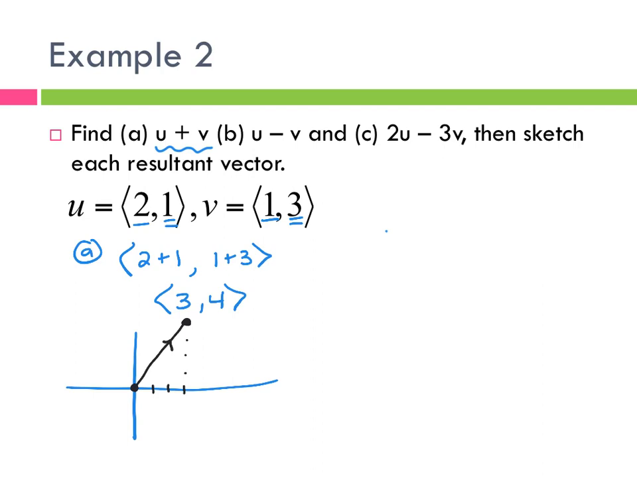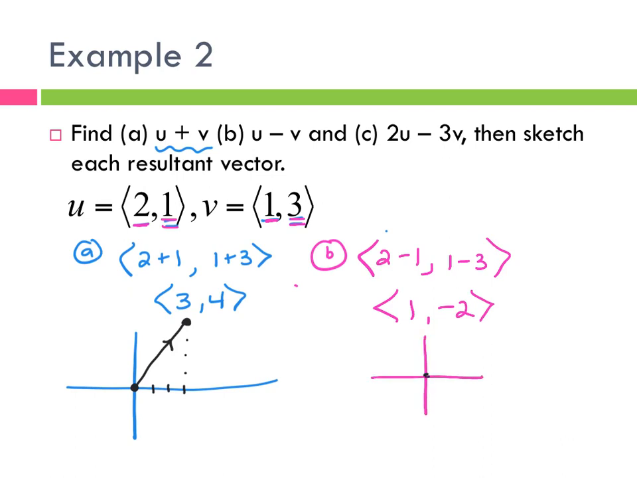Then comes B, which is u minus v. This time I'm going to do first minus first, so 2 minus 1, and then 1 minus 3. And I get 1, negative 2. This time, start at 0, 0 again. Go right 1, down 2, and that would be that vector.